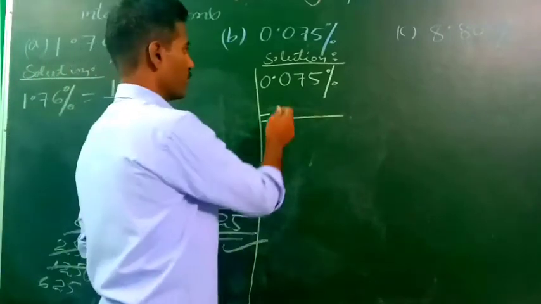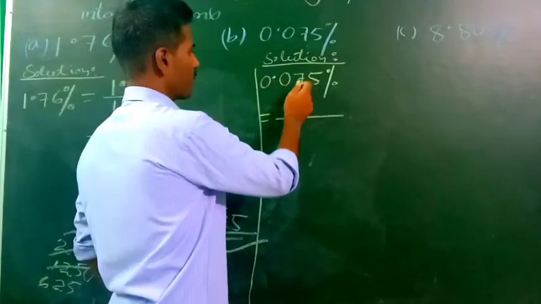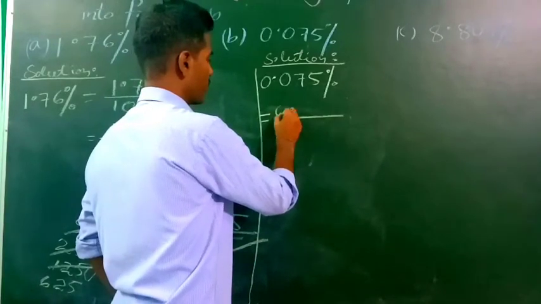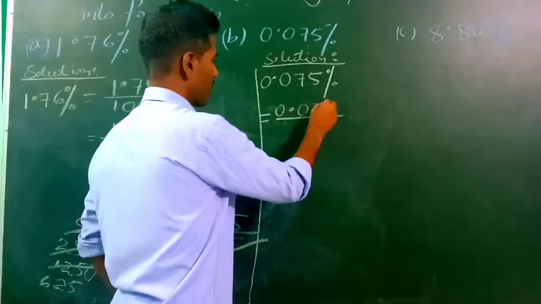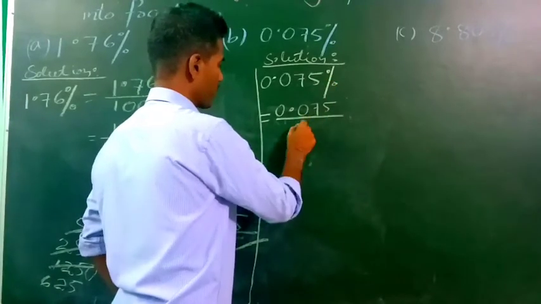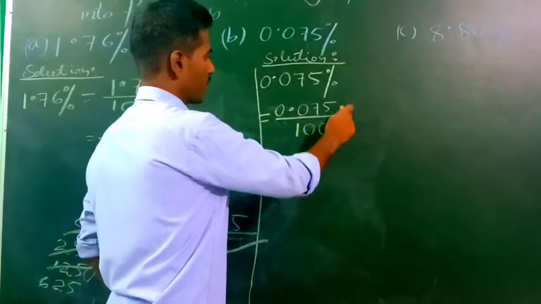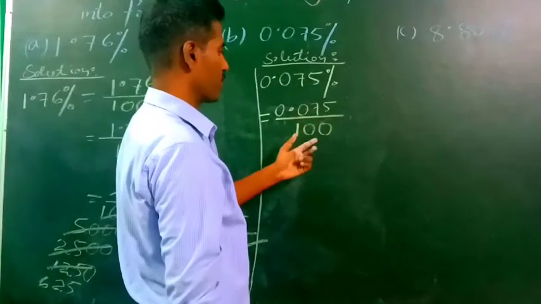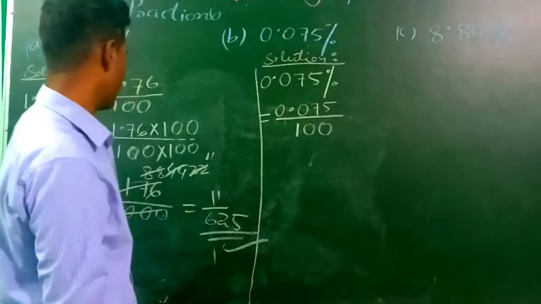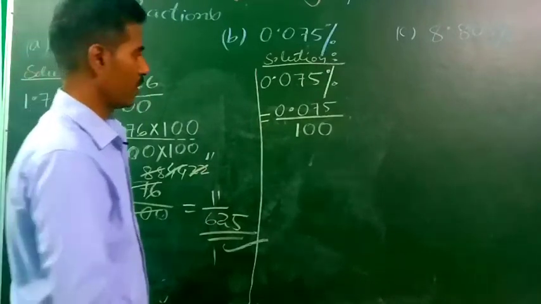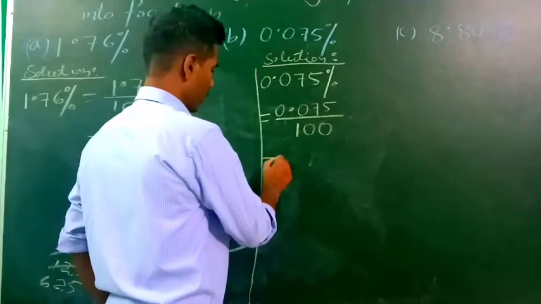So 0.075, what will we write? For percent we will write here 100, and so we'll no more write percent here. Why? Because for percent we have already written 100 here. Getting me?